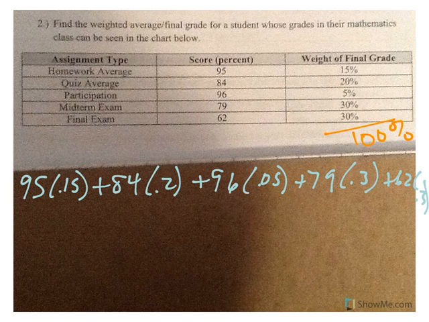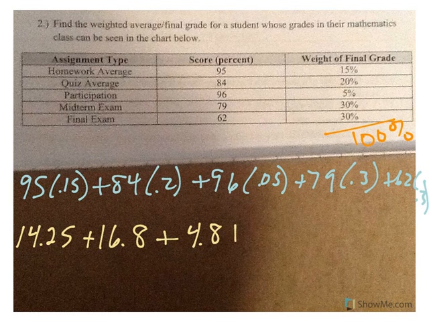So when I multiply 95 times 0.15, I get 14.25. 84 times 0.2 is 16.8. So 16.8 points earned in the quiz section. 96 times 0.05 is 4.8. You can see a low weight of 5% means even though you did really well in the participation, it only gives you 4.8 points. Your midterm grade got you 23.7 points, and your final exam was 18.6. You can see the higher the weight, the more points are available in that particular section.